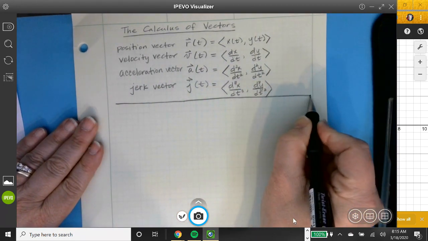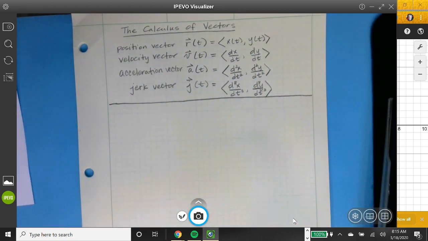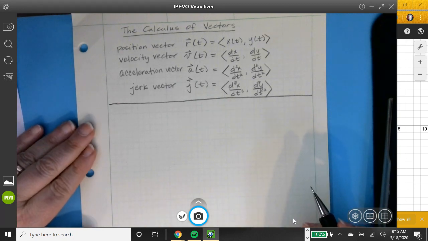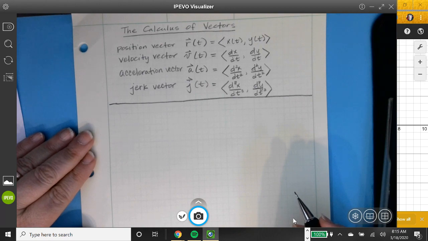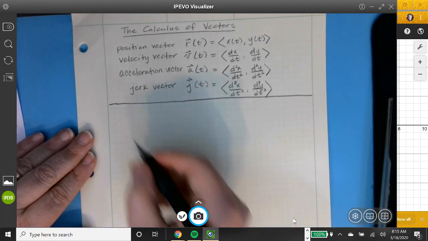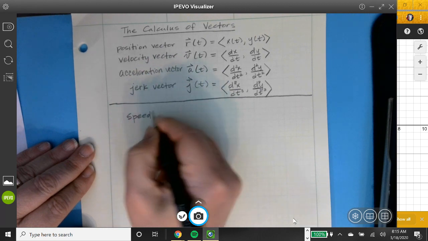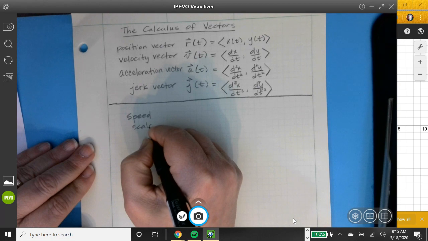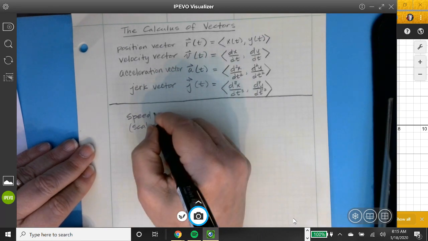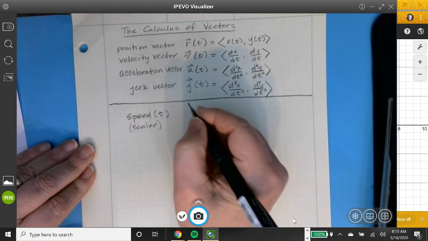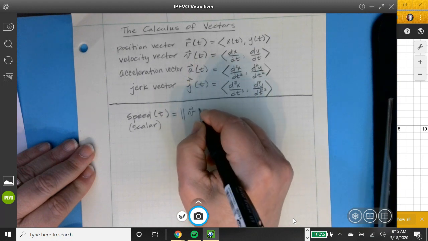Now, vectors have magnitude and direction, which is classic vector vocabulary. Now, there's an important scalar that we need to know when we're talking about the calculus of vectors, and that's the speed. So speed, remember, is a scalar. What does that mean? It doesn't have any direction, it's just got magnitude. And that's going to be a function of t, typically. And that's just going to be the magnitude of the velocity vector.